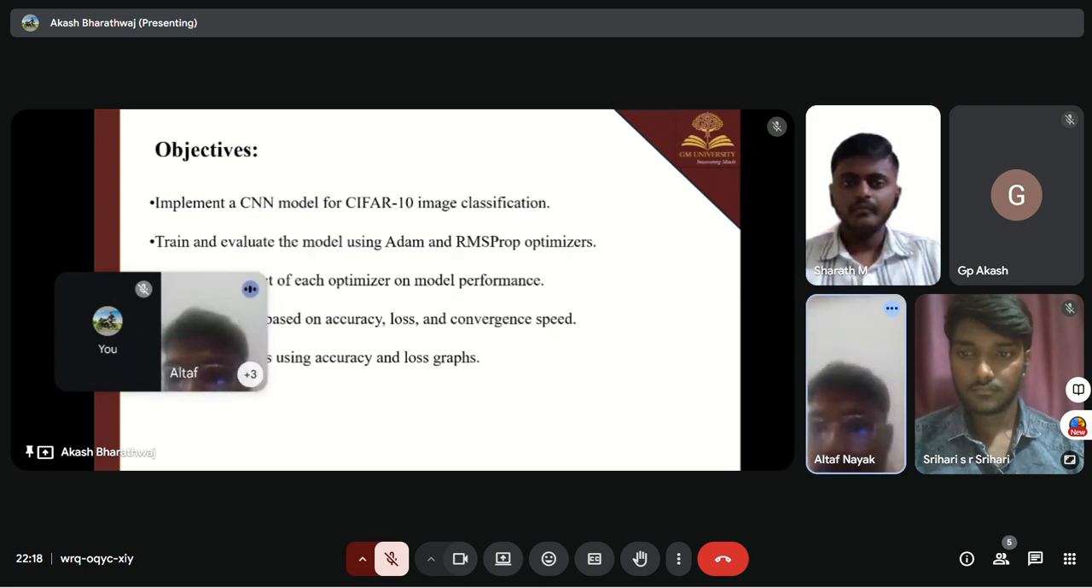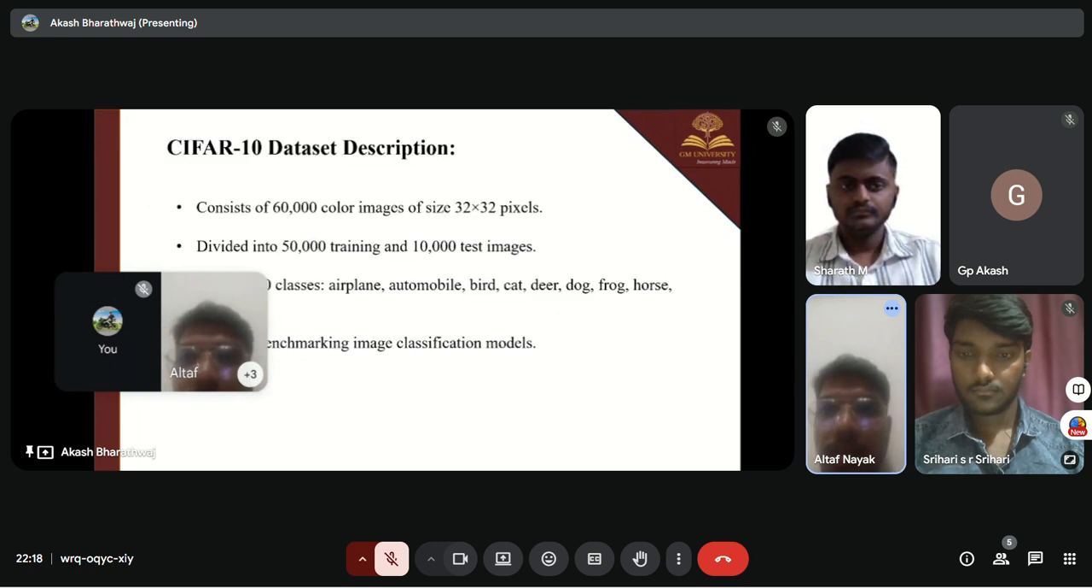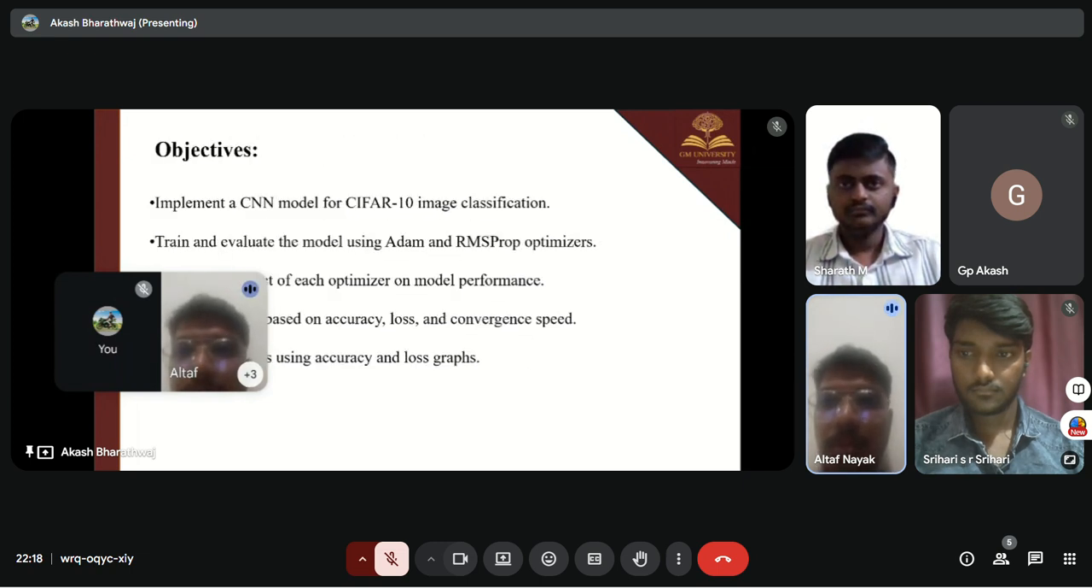Thank you, Shriyari. Now I'm going to talk about the objectives of our project. The main objective of the project is implementing a CNN model for CIFAR-10 image classification. Here we will train and evaluate the model using the Adam and RMSProp optimizers. It will help in analyzing the effect of each optimizer on the model performance, and it will compare the results based on accuracy, loss, and convergence speed. Visualization of findings using accuracy and loss graphs.